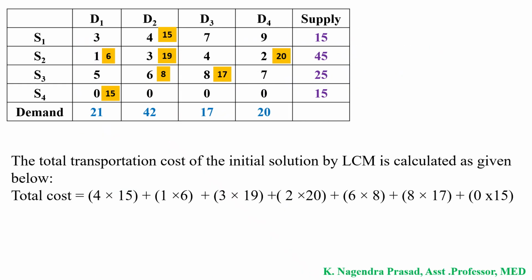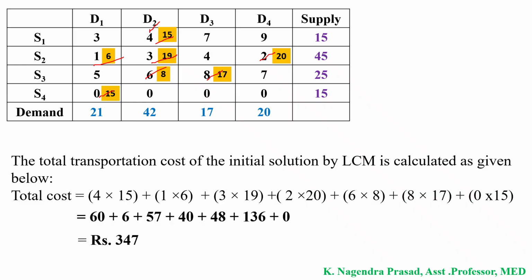Next, we calculate the total cost of the given transportation problem. The unit cost is 4 and the allocation is 15. So the total cost is 4 into 15 plus 1 into 6 plus 3 into 19 plus 2 into 20 plus 6 into 8 plus 8 into 17 plus 0 into 15. Then total cost is 60 plus 6 plus 57 plus 40 plus 48 plus 136 plus 0, and the total cost is 347. So this is the solution, and thank you.